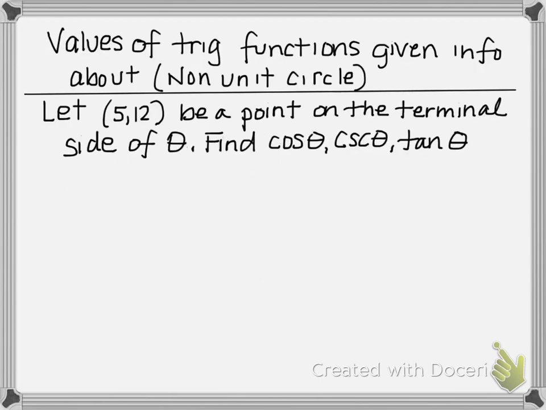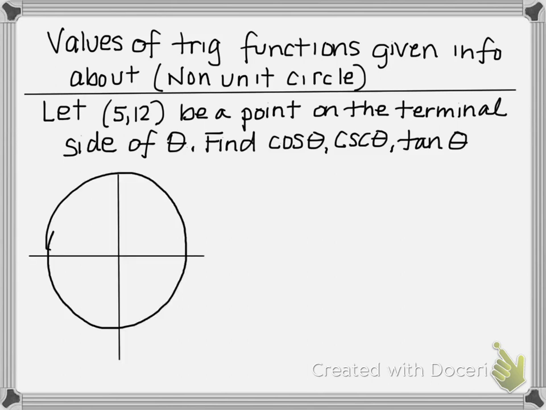Next problem, values of trig functions given info, and this is not a unit circle. We want to think about a circle, but this circle does not have a radius of 1. What do we know about this circle? We know that point 5, 12 is on it. So if I just make up a point here, if I go 5 and then up here, I say, all right, well that's x is 5 and y is 12.